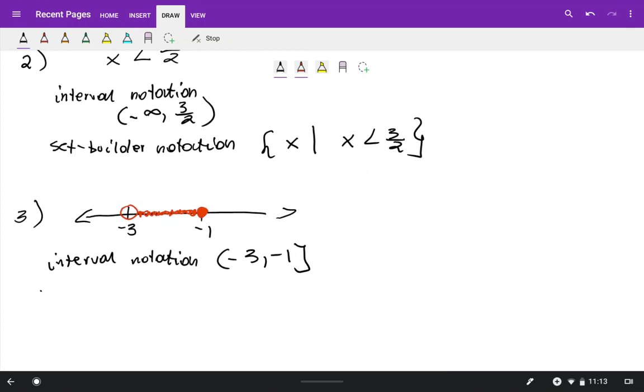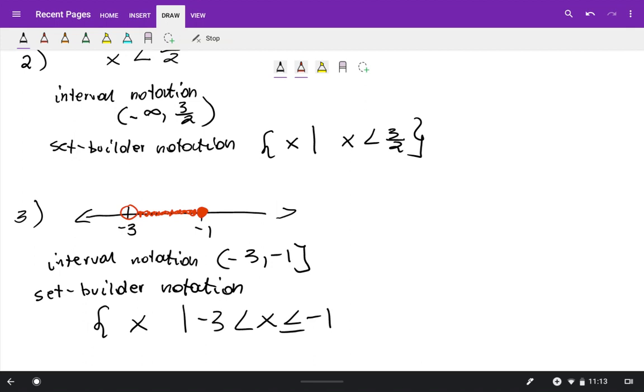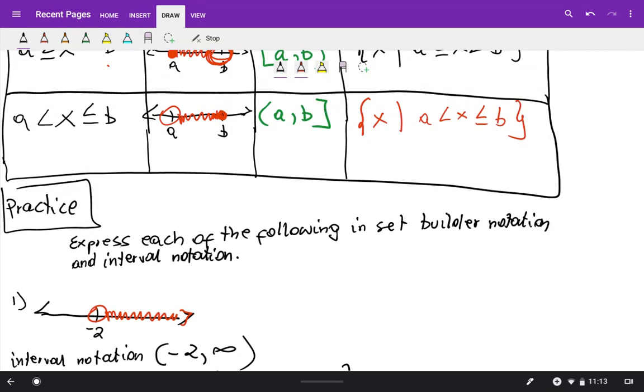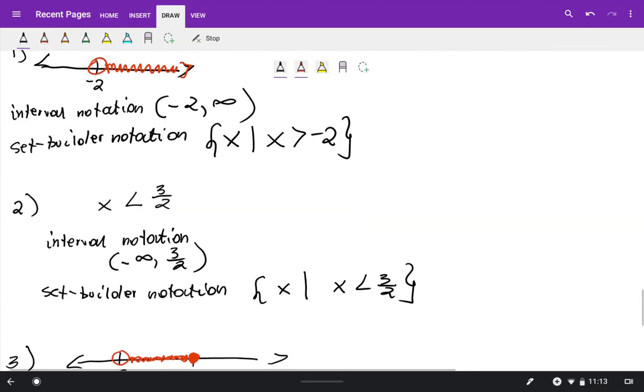Okay. Now set builder notation. You can use the help of the chart which I gave you, but the solution set is all the x's such that x is greater than -3, however, less than or equal to -1. So again, this is this example. Okay, the last one.